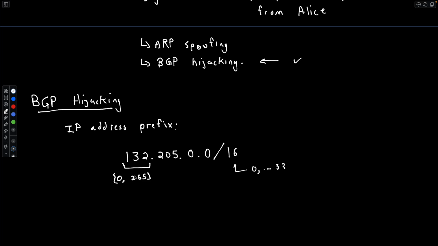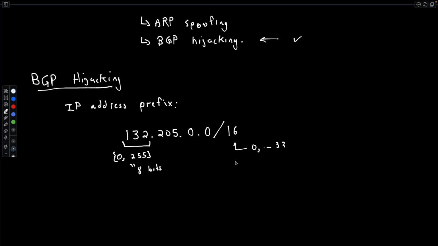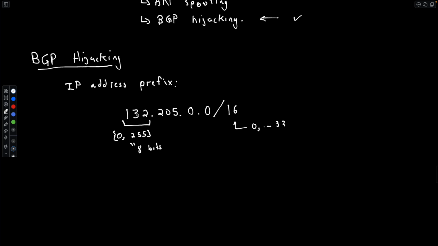Sir, why is it between 0 and 32? Because you need 32 bits to represent all 4 of them. Yes, exactly. We call that type of notation with the slash CIDR notation.